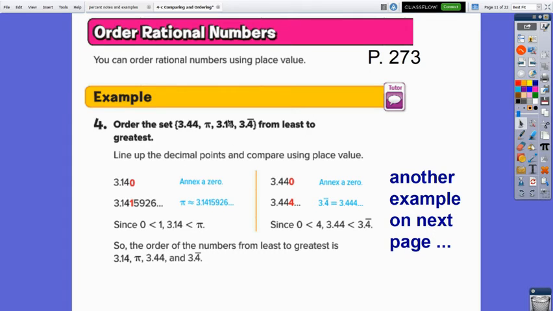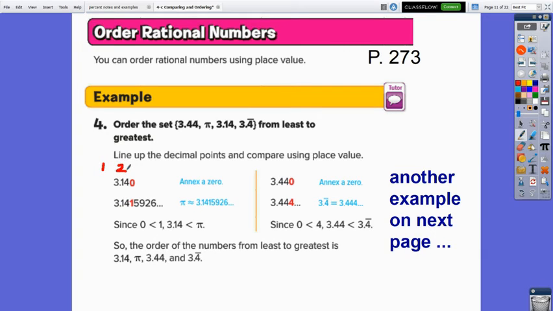Okay. So 3.14 and zeros. Pi is 3.14159 and keeps going. 3.4 repeating goes on forever with fours, and 3.44 stops there and has zeros after that. Okay. So first off, we know that these two numbers, the 3.14 and the pi, are going to be the two smaller numbers because the tenths digit here is a 1, and these tenths digits are a 4. So these are already 1 and 2.